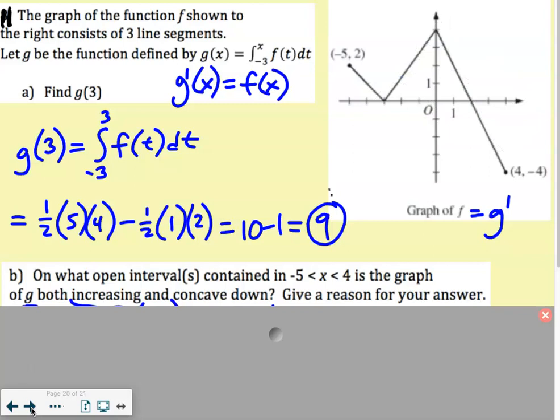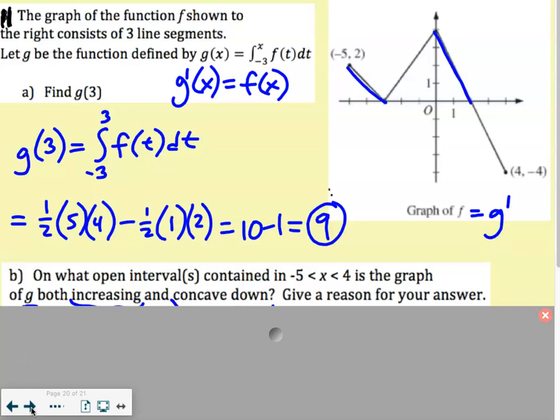G is increasing when g prime is positive, which means literally above the x-axis. G is concave down when g prime is decreasing. G double prime is negative, right? So we're looking for where g prime is positive and decreasing. Above the x-axis, but decreasing, there are two intervals, -5 to -3 and 0 to 2.